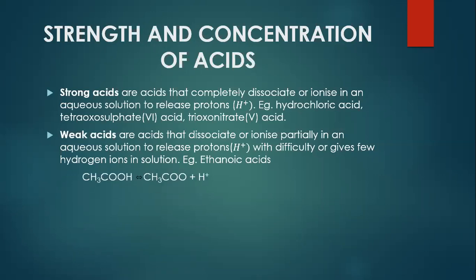So there's a reaction of the ethanoic acid. Sorry, I forgot to highlight that. At the point of dissociation, the ethanoic acid is CH3COOH. You have 4 hydrogen atoms here. At the point of dissociation, you see that it has given off 1 hydrogen ion, then the rest are there. So it gives out just a few, because it's finding it difficult to release all the protons.